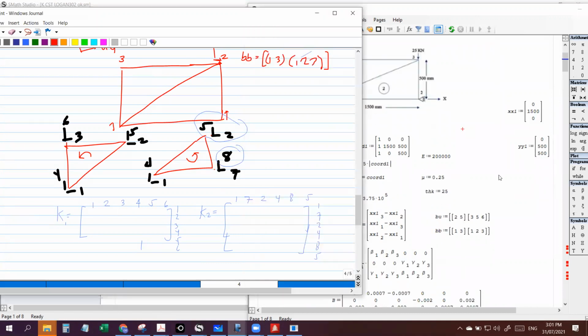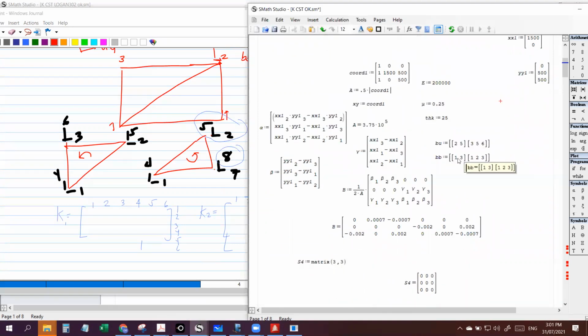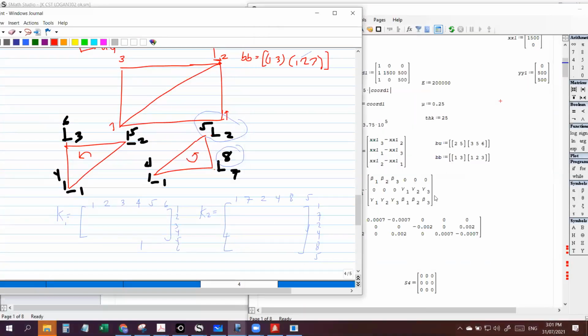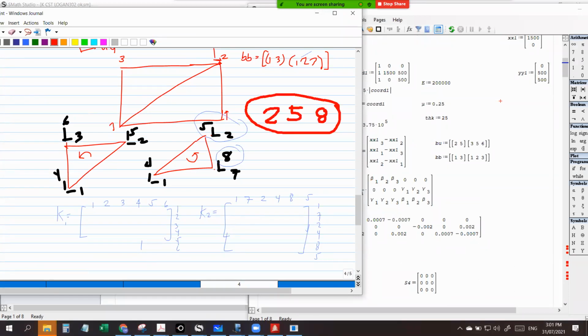Okay? Now, BU. So, for K1, yan. So, for member 1, ano yung kailangan natin? Diba? 258. Yan yung degrees of freedom na may displacement. So, for member 1, we need 2 and 5. Right? So, address yan, no? Address. 2 and 5.